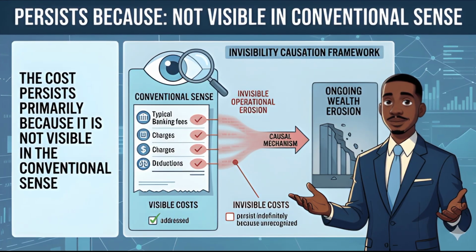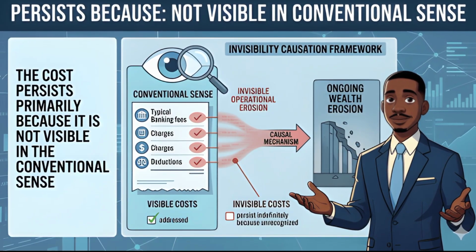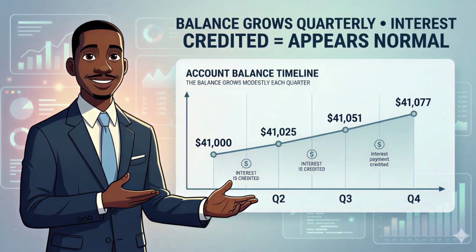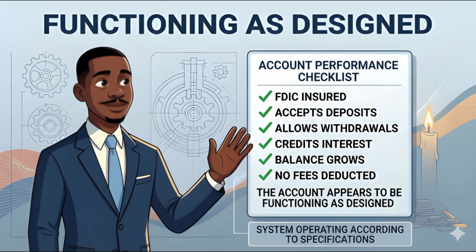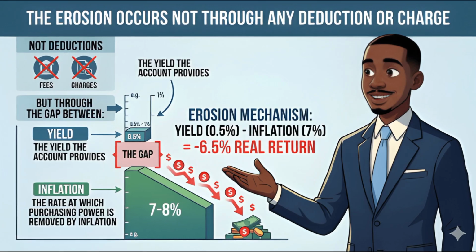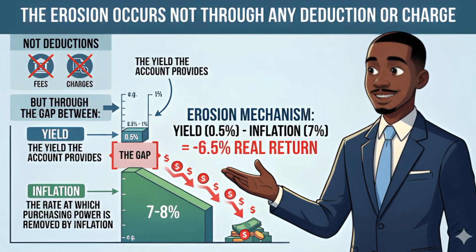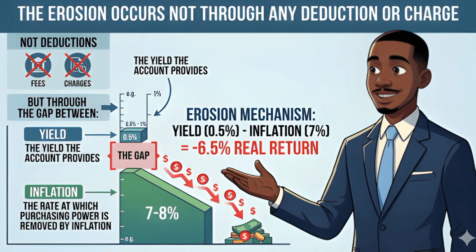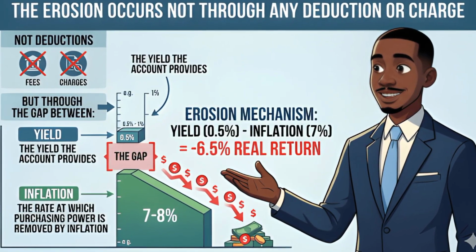The cost persists primarily because it is not visible in the conventional sense. The balance grows modestly each quarter. Interest is credited. The account appears to be functioning as designed. The erosion occurs not through any deduction or charge, but through the gap between the yield the account provides and the rate at which purchasing power is removed by inflation.